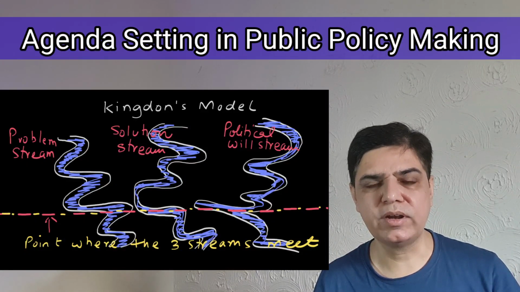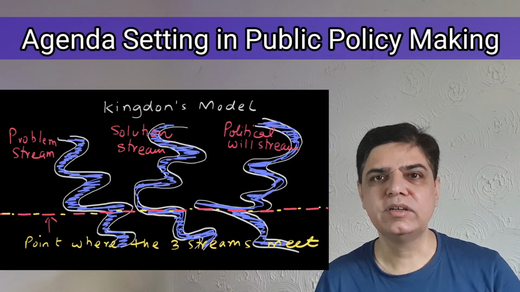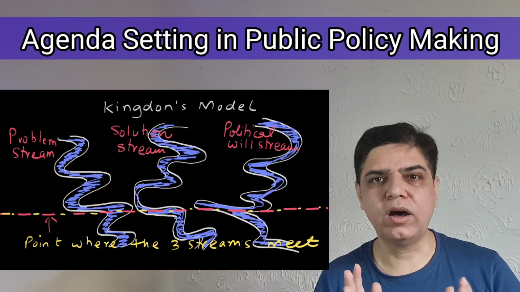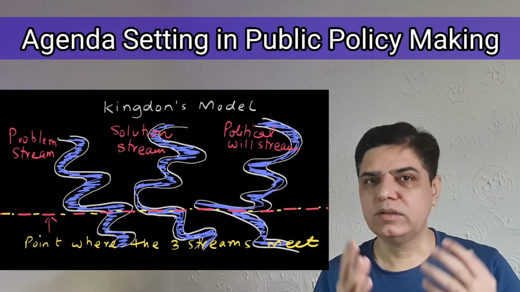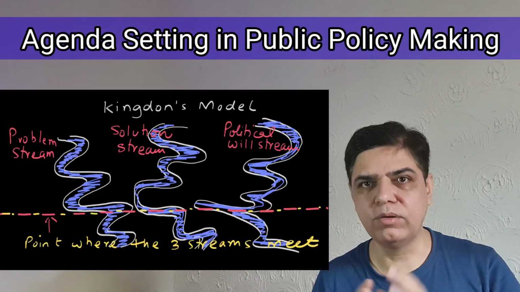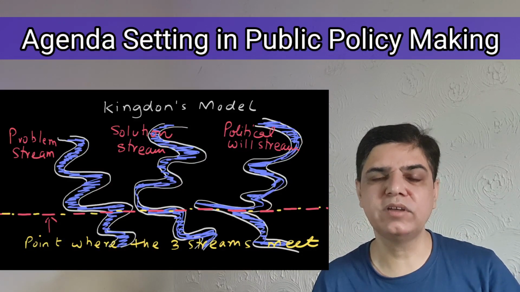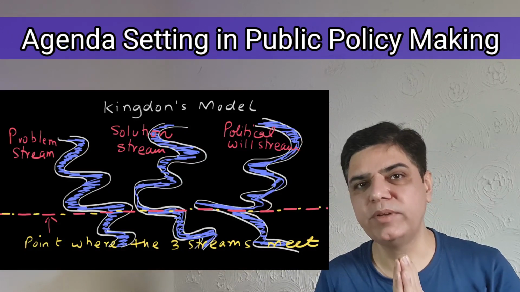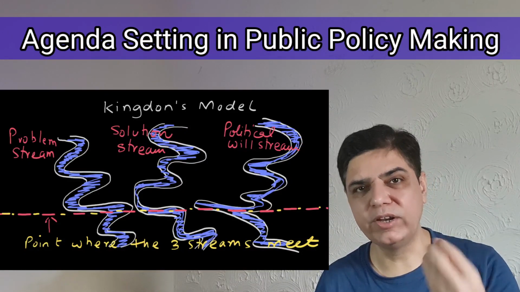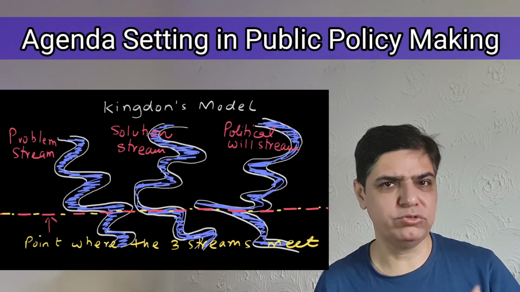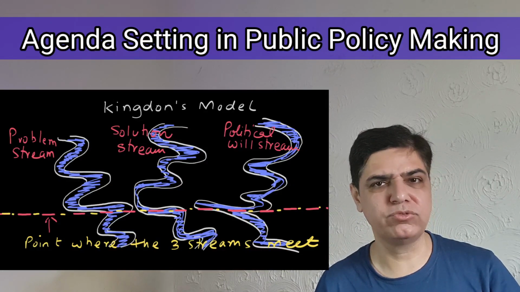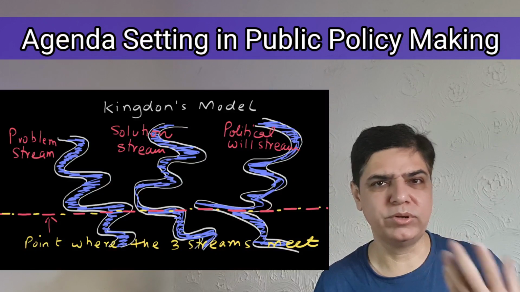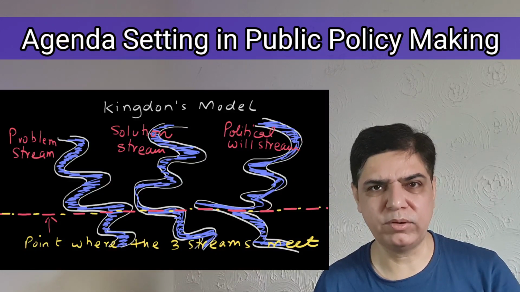So this river actually contains the issues which are there on the political list of the government. In other words, these are those issues which the government thinks need to be addressed. So there is a political will to address those issues. So these are the issues which might be there in the party manifestos of the government or of the political parties, and they want to do something about that.